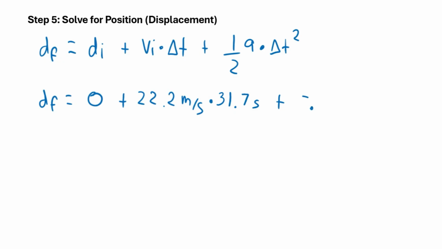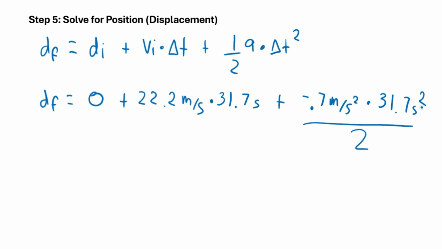And then we just continue on, plus 1/2 the acceleration. So we go negative 0.7 meters per second squared multiplied by delta t, 31.7 seconds squared, that whole thing divided by 2. So all we have to do is just make sure that we square 31.7 seconds. We square that first, multiply by the negative 0.7 meters per second squared, divide that in half, and let's solve for that one.